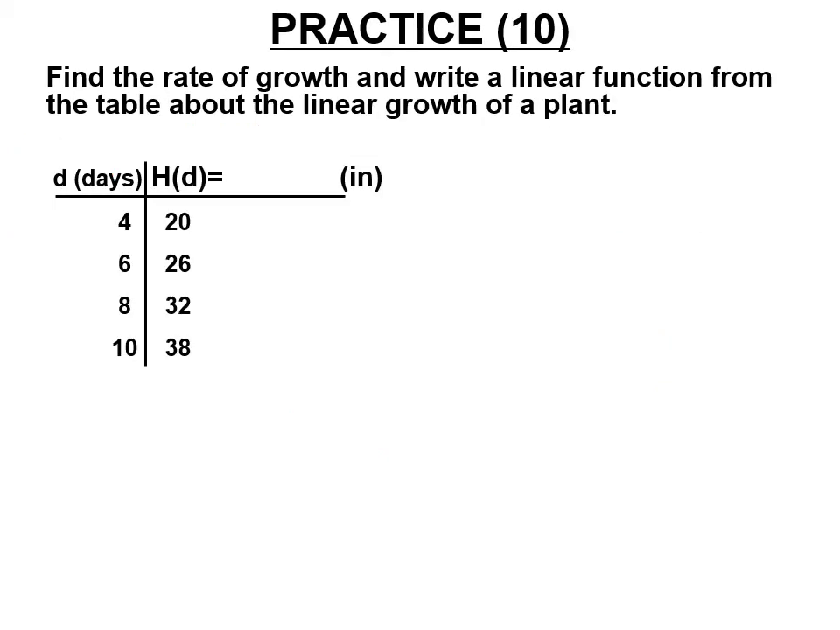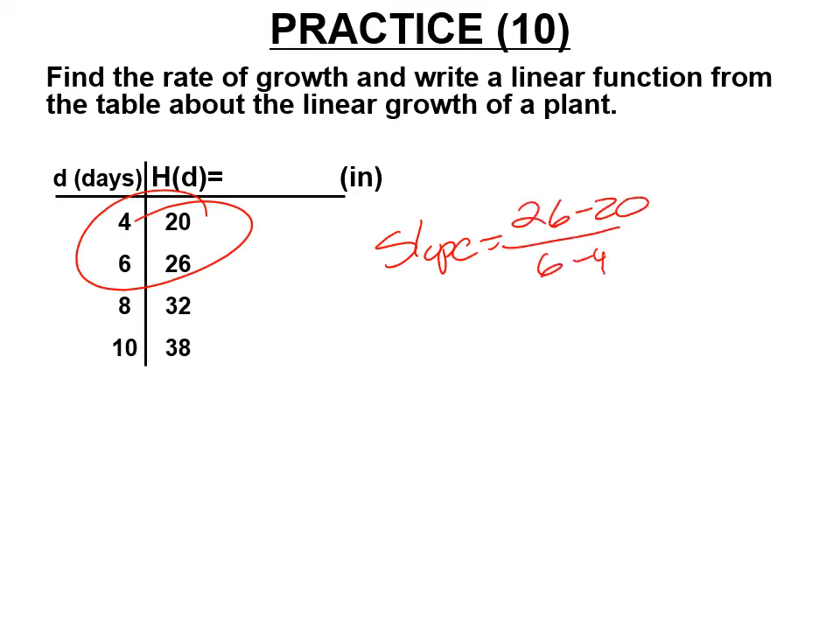All right, this one doesn't have the y-intercept in the table. So let's find the slope. Let's do that one. That one looks nice and easy. 26 minus 20 over 6 minus 4. You get 6 over 2, or 3. So this great plant is growing 3 feet per day, probably not feet per day. Oof, that would be impossible. 3 inches per day. Oh, it says inches right there.